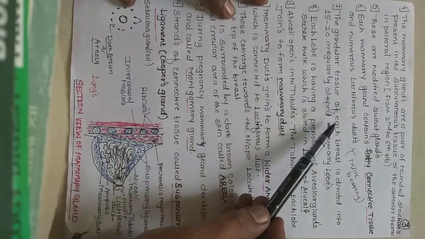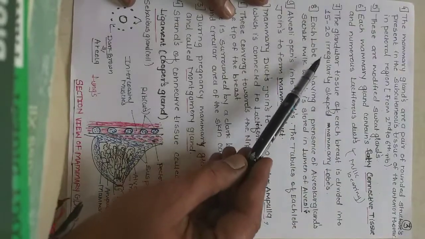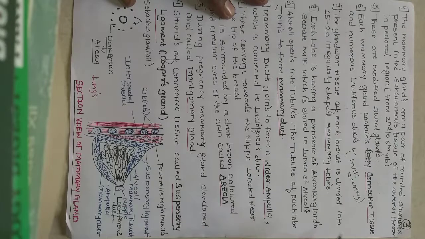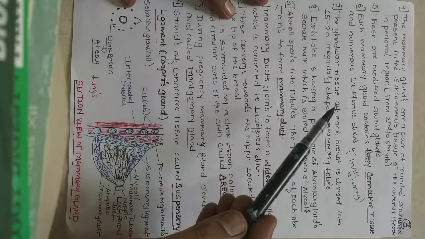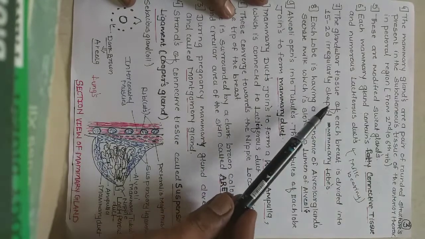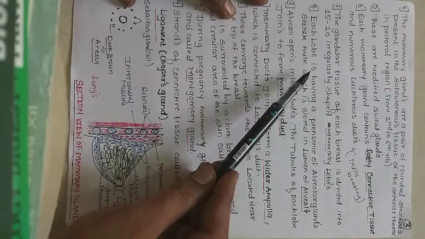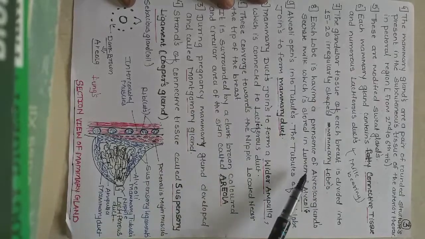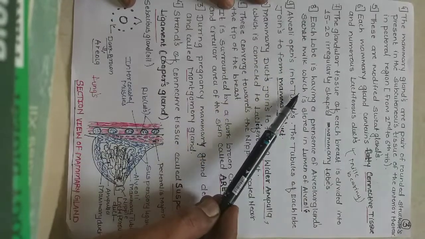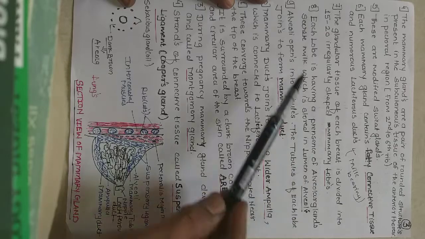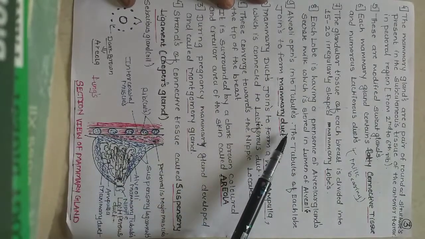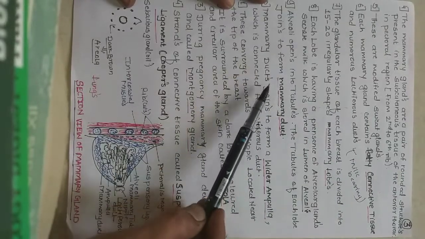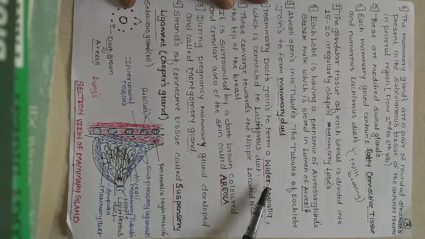The glandular tissue of each breast is divided into 15 to 20 irregularly shaped mammary lobes, and each lobe has alveolar glands. These alveolar glands secrete milk, which is stored in the lumen of the alveoli. The alveoli open into tubules, and the tubules of each lobule join to form the mammary duct, and these mammary ducts join to form the wider ampulla.